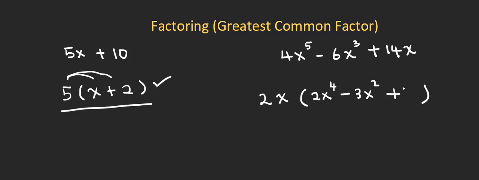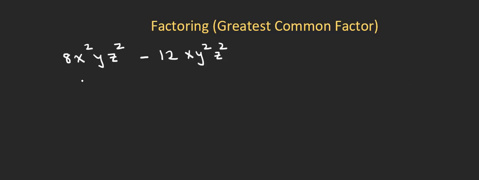That's positive 7. Again, when you distribute, you get 4x to the fifth, negative 6x cubed, and 14x. So that's our final answer. Let's take a look at our last example.